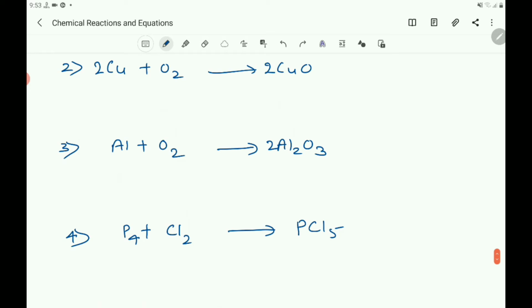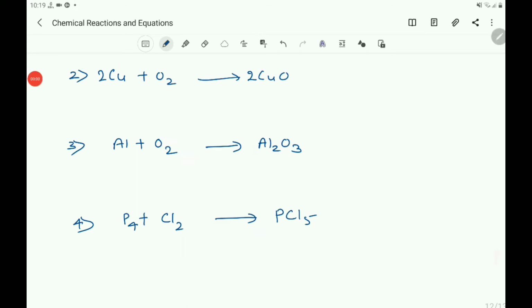Next, when aluminium is heated with oxygen, aluminium reacts with oxygen to produce aluminium oxide. Here two reactants, two elements, aluminium and oxygen, combine to form a single product, aluminium oxide. So it is an example of chemical combination. Now you balance this equation.